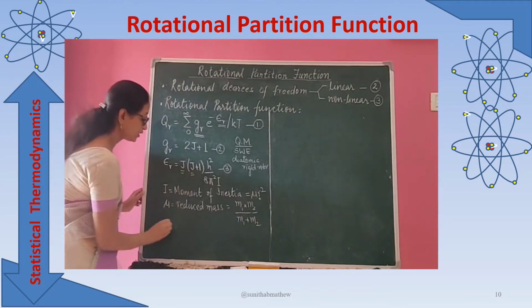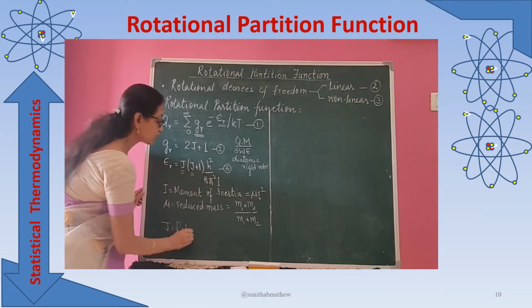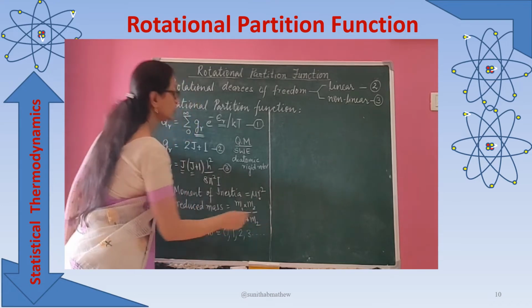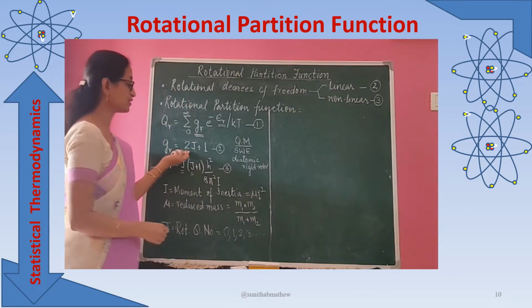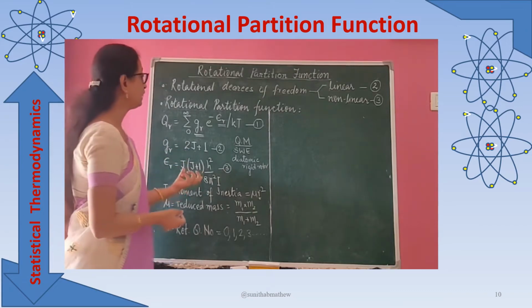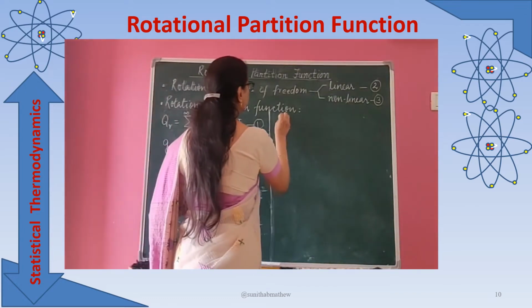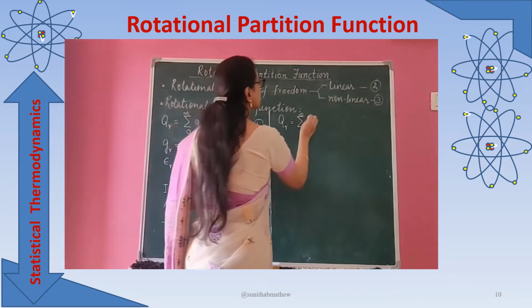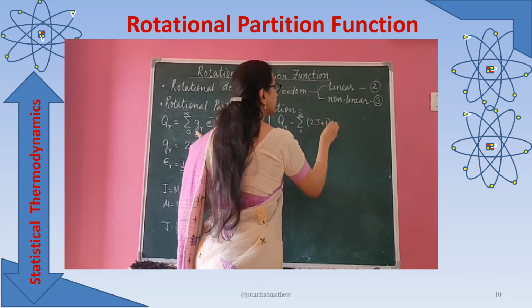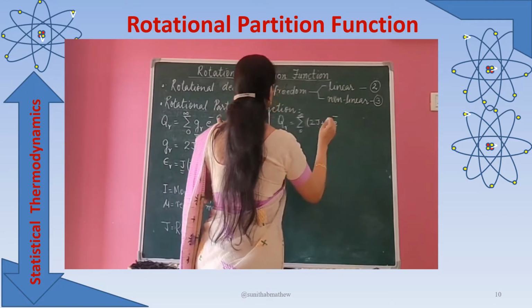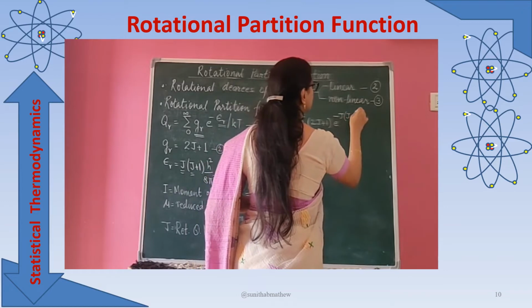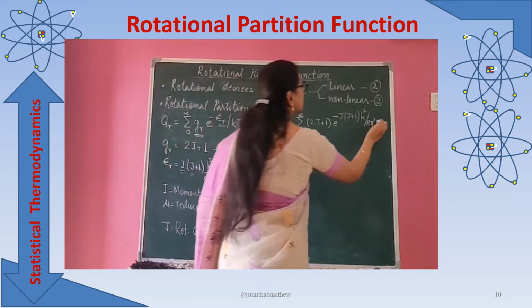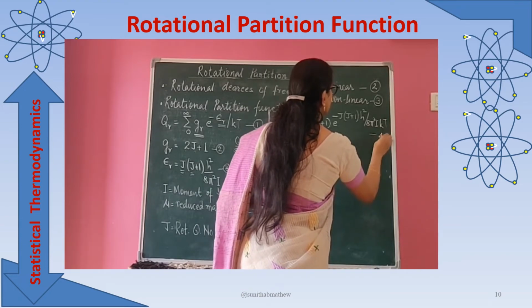J is the main term, that is the rotational quantum number, and it has values 0, 1, 2, 3 and so on. So this is the expression for degeneracy and energy for rotational energy. We will substitute this in this equation and we will get QR is equal to summation 0 to infinity of gR, which is 2j plus 1, e to the power minus j into j plus 1 h square upon 8 pi square I, and we are having this k theta. So this is equation number 4.